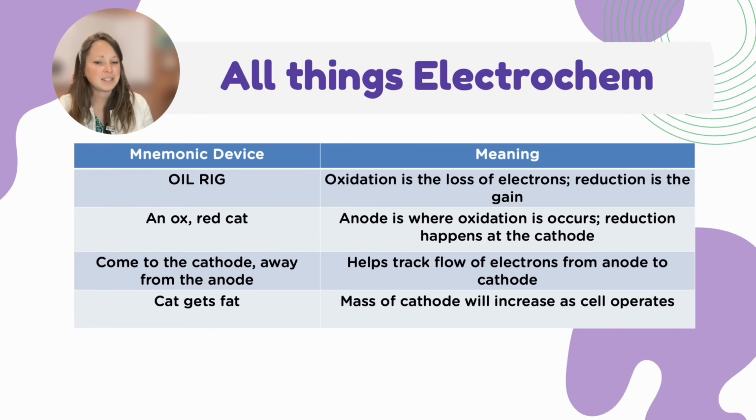As a cell operates, the cathode accumulates mass. So the cat gets fat. This is true if you have something that is not an inert electrode. So if you have like a platinum electrode, something that is intentionally not meant to react, that's not true, right? Like it is not going to accumulate mass. But in general, the cathode is what is going to accumulate mass as that cell operates.